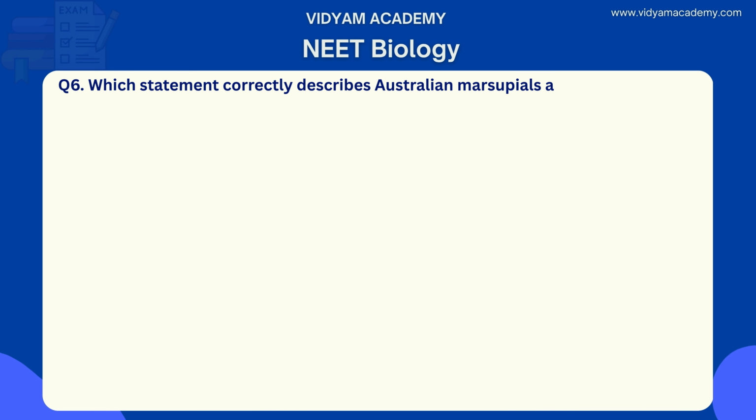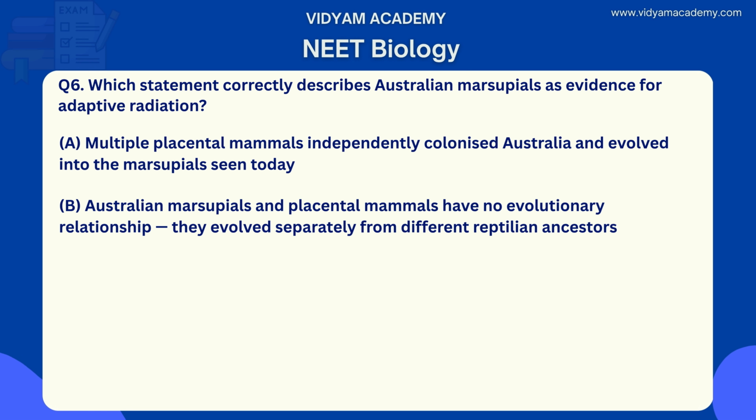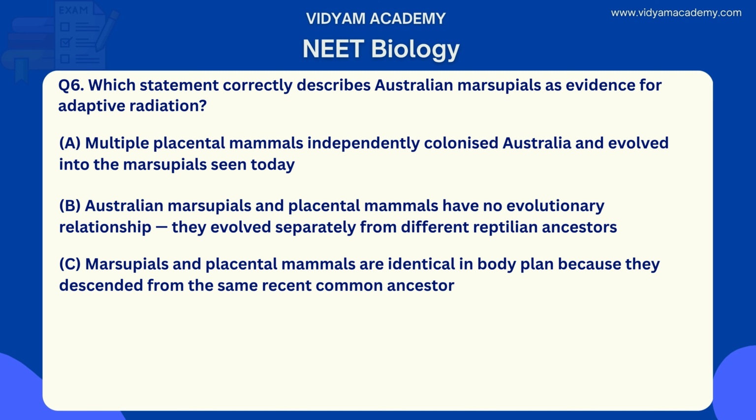Which statement correctly describes Australian marsupials as evidence for adaptive radiation? Option A. Multiple placental mammals independently colonized Australia and evolved into the marsupials seen today. Option B. Australian marsupials and placental mammals have no evolutionary relationship. They evolved separately from different reptilian ancestors. Option C. Marsupials and placental mammals are identical in body plan because they descended from the same recent common ancestor.